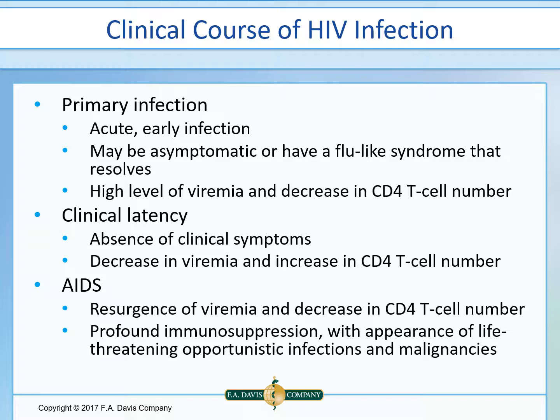During the clinical latency phase, the levels of virus circulating through the bloodstream decrease and CD4 T cell numbers increase. During this latent stage, there's an absence of clinical symptoms. In untreated individuals, HIV infection can then progress to AIDS. At this stage, there's a resurgence of viremia and a decrease in the CD4 T cell numbers. Once the patient reaches the AIDS phase, there's usually profound immunosuppression with appearance of life-threatening opportunistic infections and malignancies.